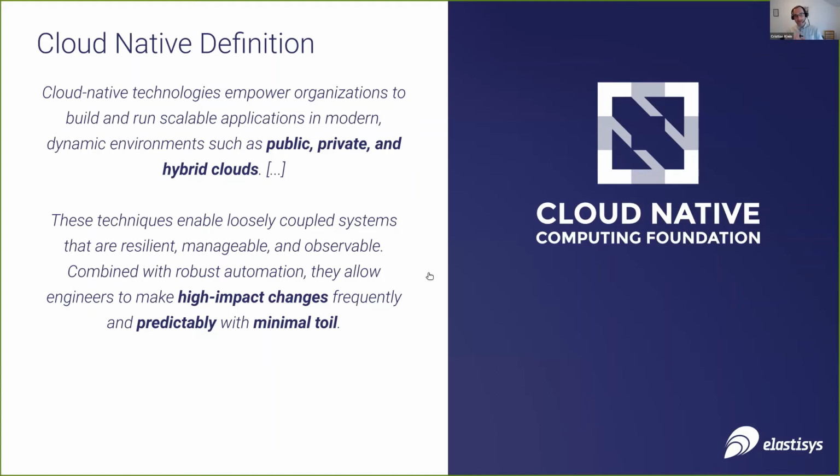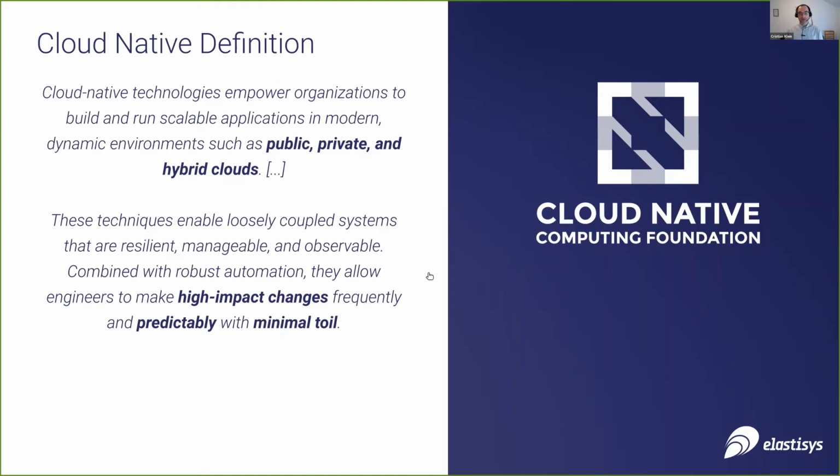I have highlighted a few keywords in this definition. Let me first start by highlighting the fact that cloud native does not mean that you need to use Amazon or Azure or whatnot. Rather, it empowers you to run your application both on public cloud providers and also on your own servers in the basement. That's what private clouds means in this context. And secondly, the end goal is really to speed up your development, to allow you to make high-impact changes frequently, but with minimum effort and minimum downtime.